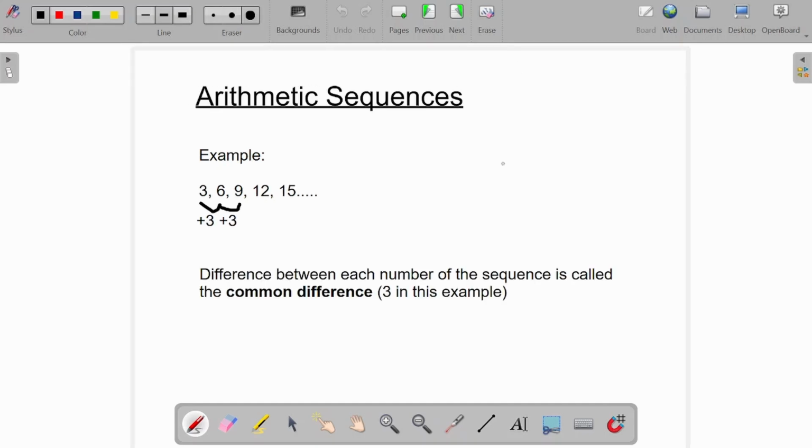Let's start with arithmetic sequences. In an arithmetic sequence, the difference between each consecutive term is always the same. We call this the common difference. For example, in the sequence 3, 6, 9, 12, 15, the common difference is plus 3. This means each number increases by 3.